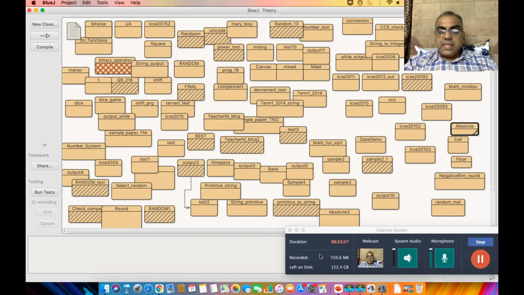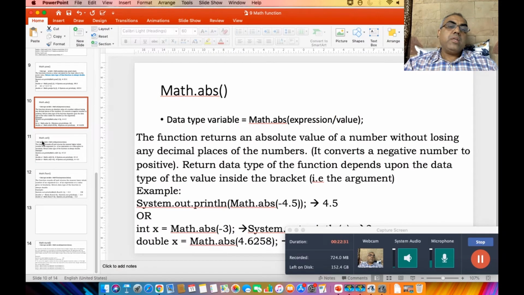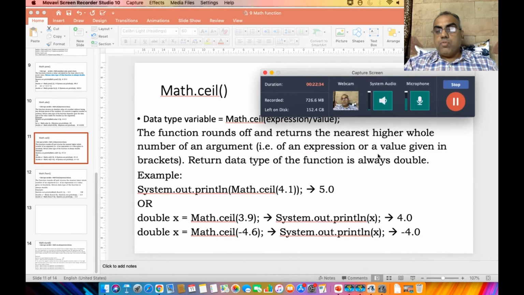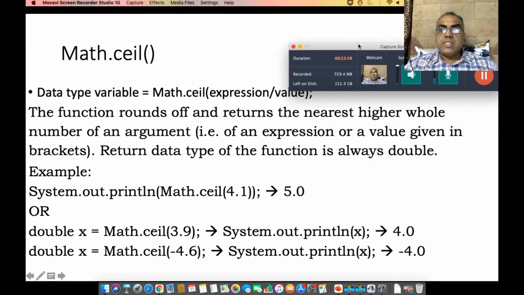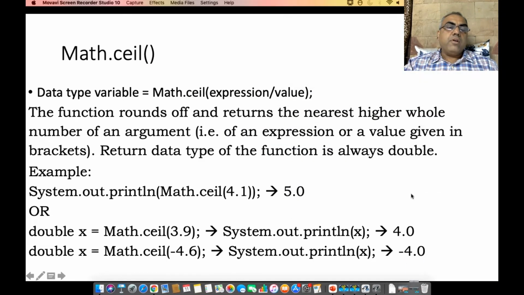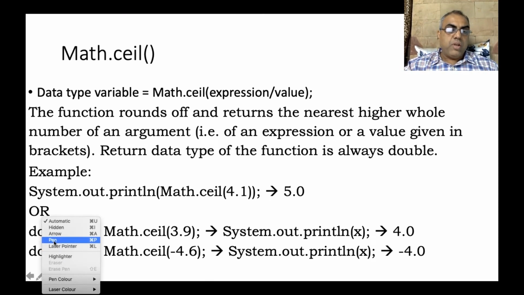Then the next set of functions that we are going to learn are ceil and floor. I don't know how many of you have done this ceil and floor. Ceiling of a number. So ceil is rounding of a number. There are three functions that we are going to do about rounding a value. I'm sure we all have done rounding of values in mathematics.